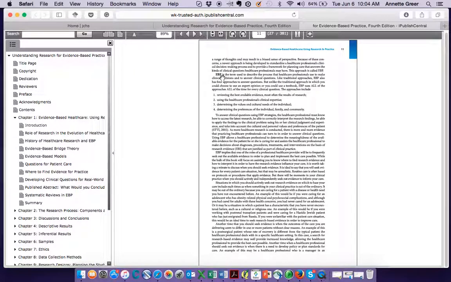Okay, so EBP, evidence-based practice, is the term used to describe the process that healthcare professionals use to make clinical decisions and to answer clinical questions. This is the second time that sentence has been in the book, so you ought to know that there may be a question about it on the test, okay?